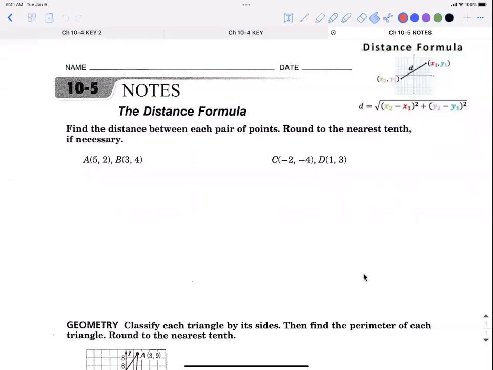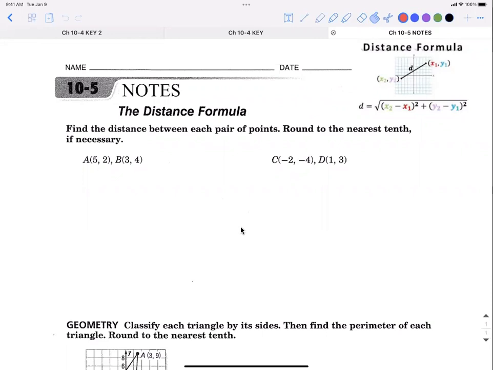All right, chapter 10-5 is the distance formula. And this is going to come in handy when we are not given a side, like on our jump start. We were given 21 and we were given 15, right? We were given two of the side lengths and we could find the third side length using the Pythagorean theorem. But what if it's not a right triangle?